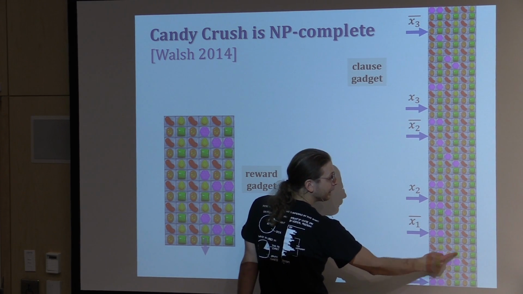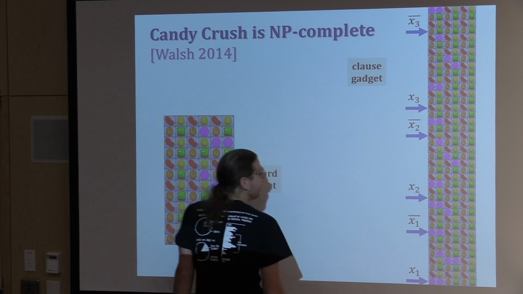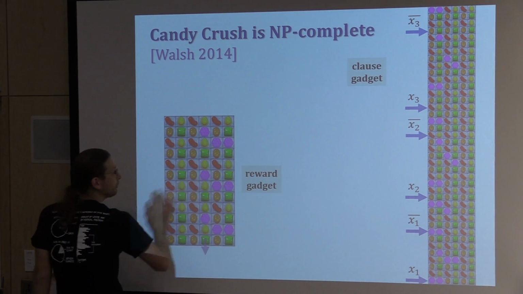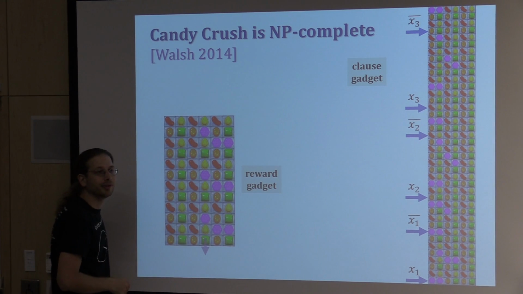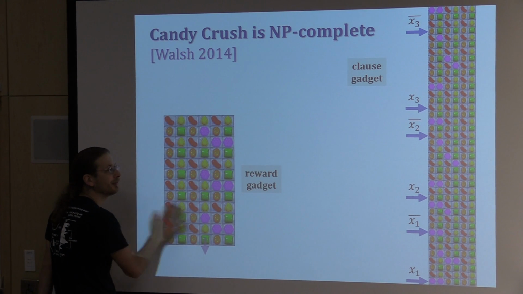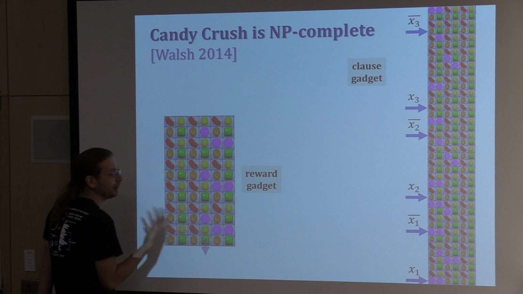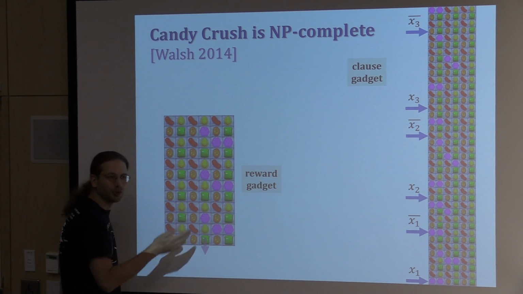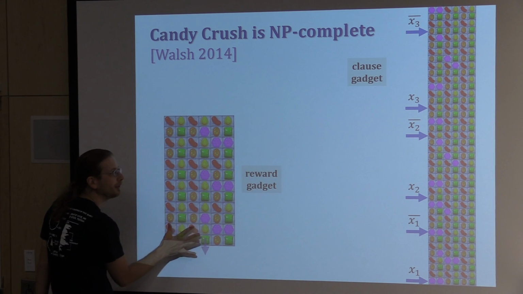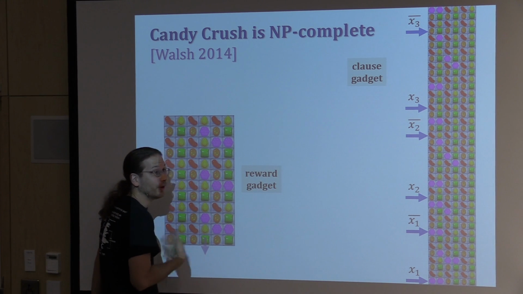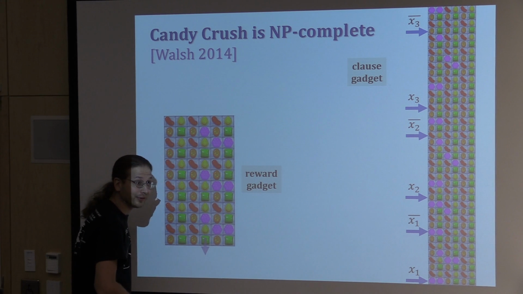In general, if you can get this column to fall, you're going to be happy, because above this thing is this reward gadget. And if this column falls by 1, you get 1,000,000 points. Okay, and every clause has its own reward of 1,000,000 points. So a million here is like n squared or something. So you really want to get these. And the only way to do it is to satisfy the clauses. The only way to get all the points is to satisfy all the clauses.